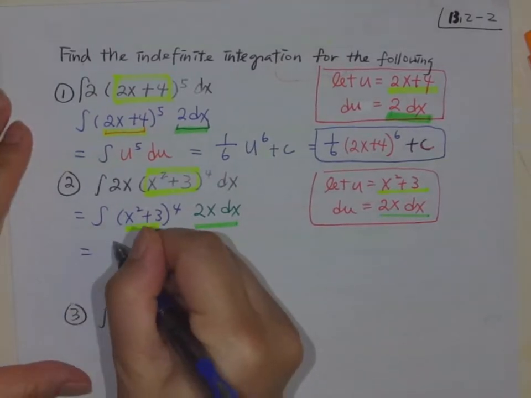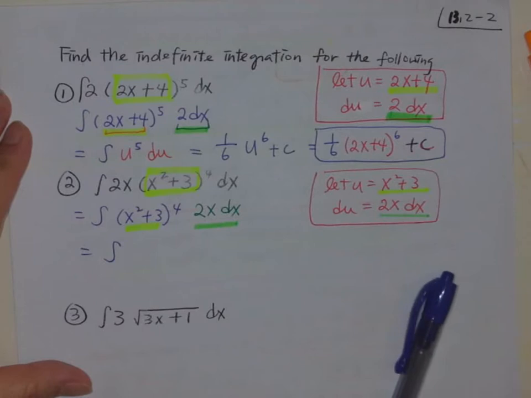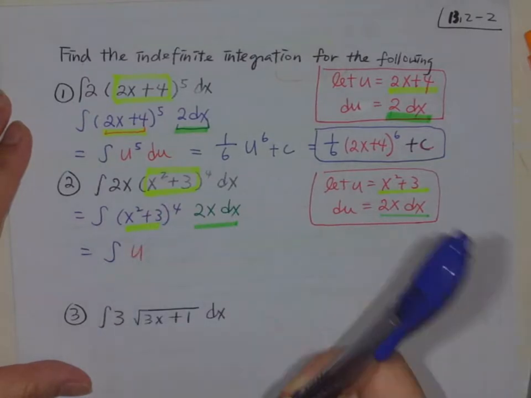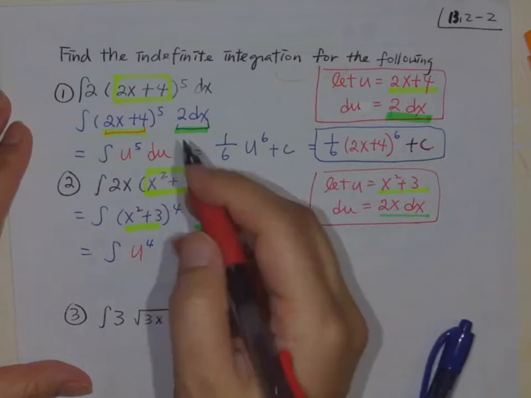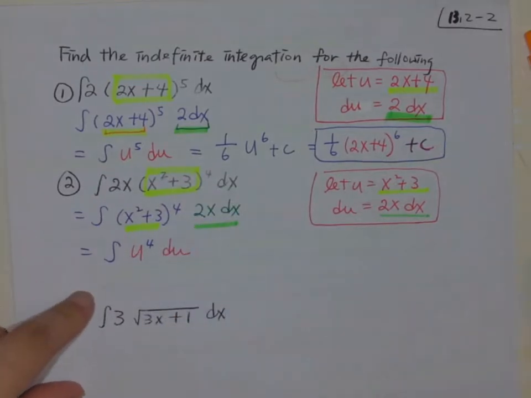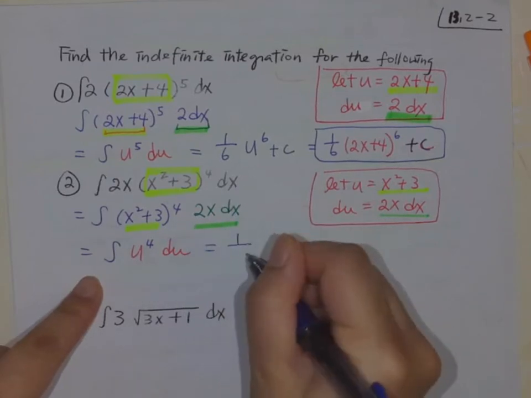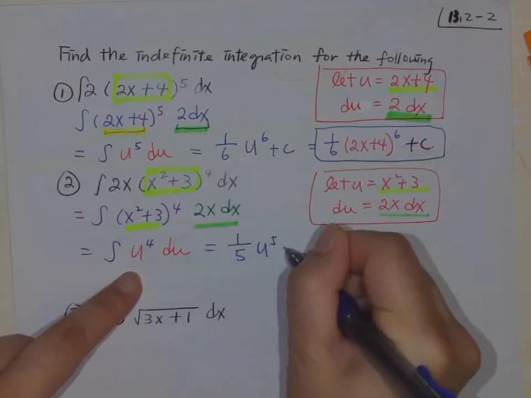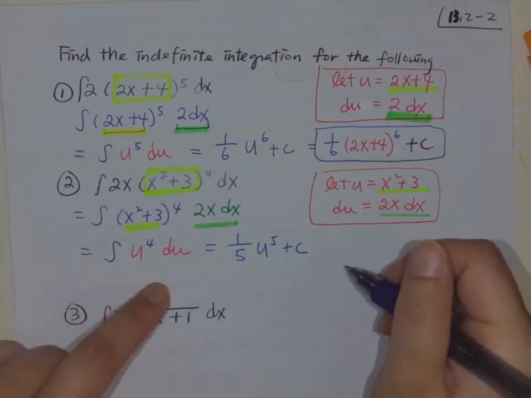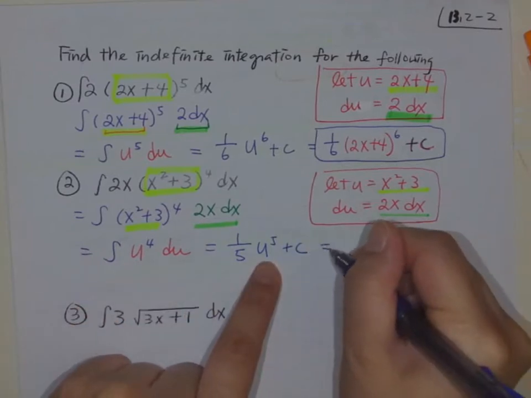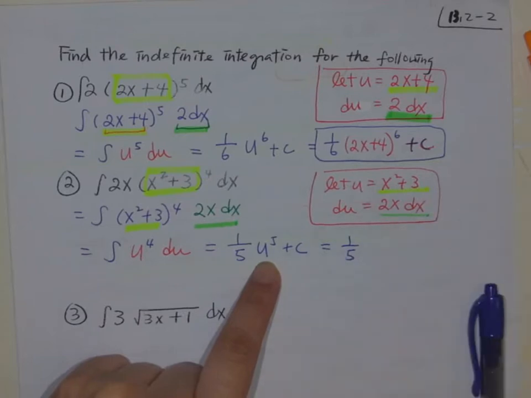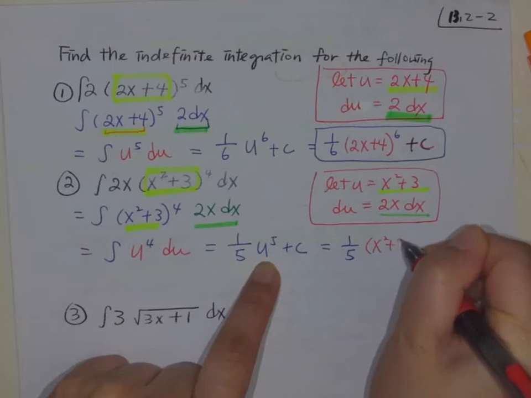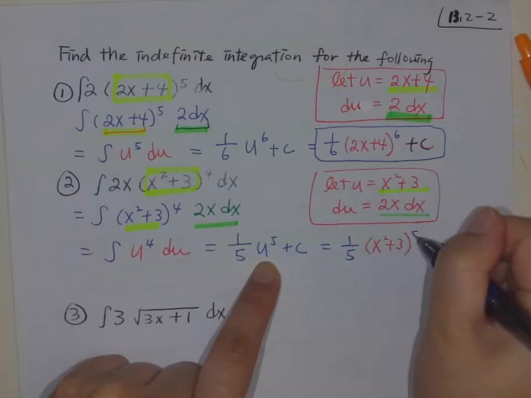That would equal the integral of u to the 4th power, and then 2x dx is du, right? So this is something I can take the integral of easily. It's going to be 1/5 u to the 5th power plus c, right? And then at that point, I can substitute back. My u is x squared plus 3, raised to the 5th power plus c.